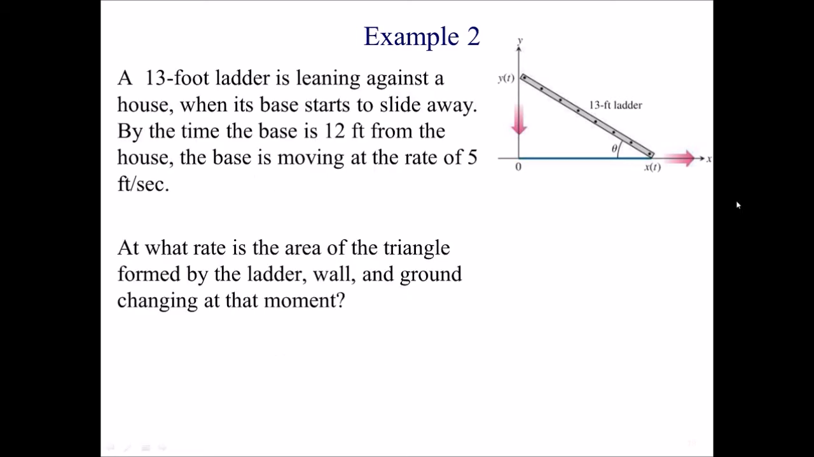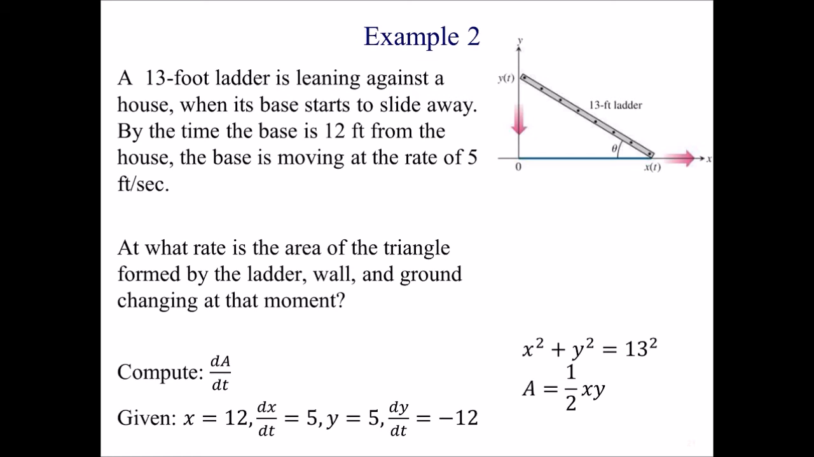Second subproblem using the same setup. At what rate is the area of the triangle formed by the ladder, the wall, and the ground changing at that moment? Again, I'm going to organize what I want and what I know. So I want to compute the change in area with respect to time, so dA/dt. I know that x is 12, dx/dt is 5, y is 5, computed it earlier, and dy/dt is negative 12.